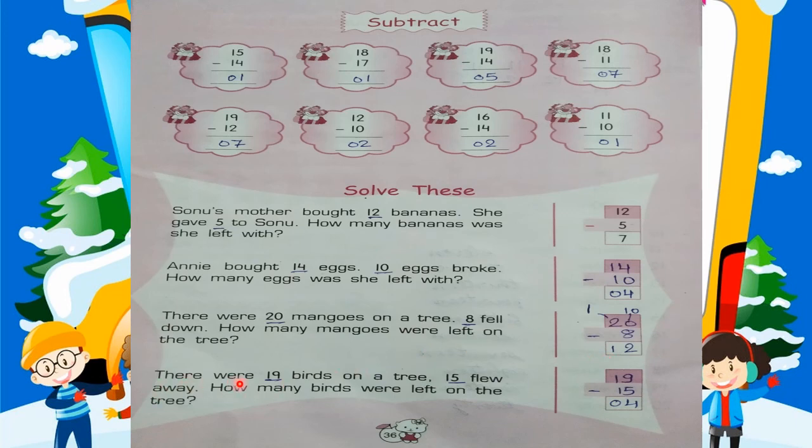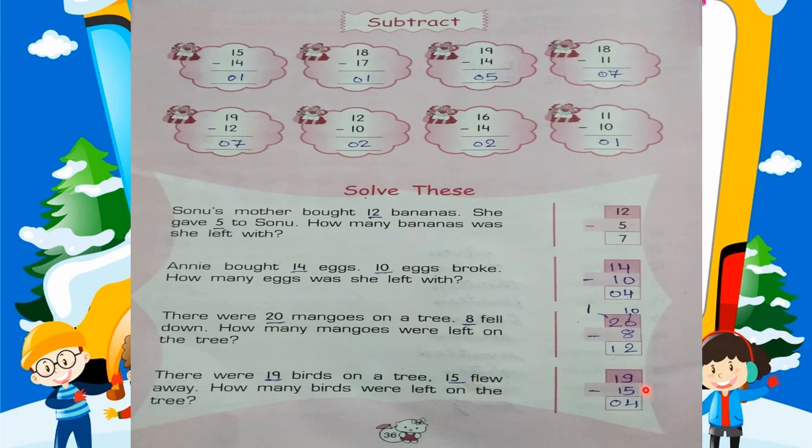Next is: there were 19 birds on a tree. 15 flew away. How many birds were left on the tree? So firstly, how many birds on the tree? 19 birds. Okay, so firstly you will write 19. Then how many flew away? 15. So then you will write 15.